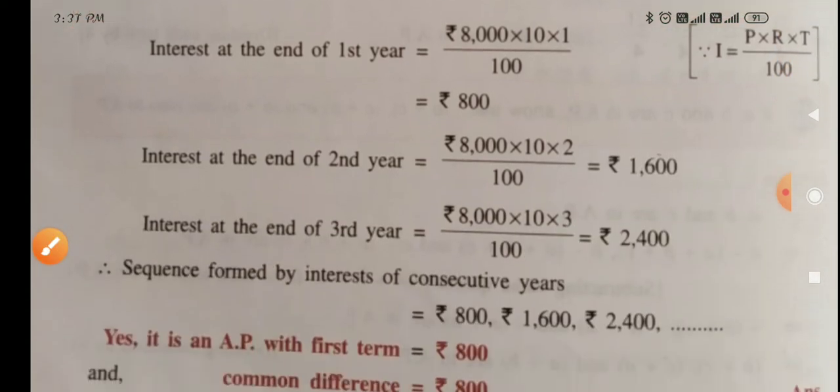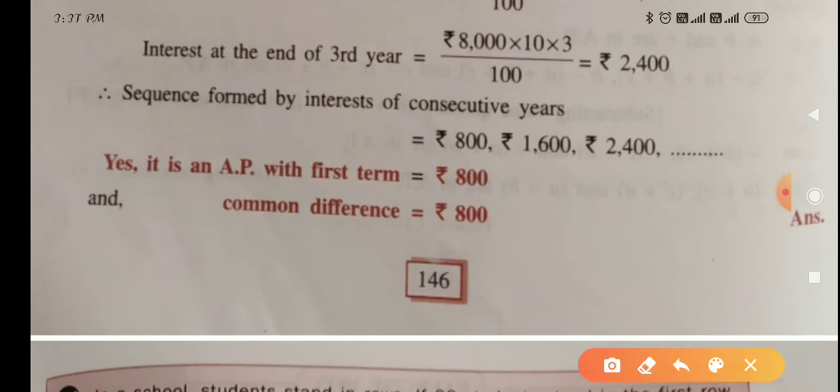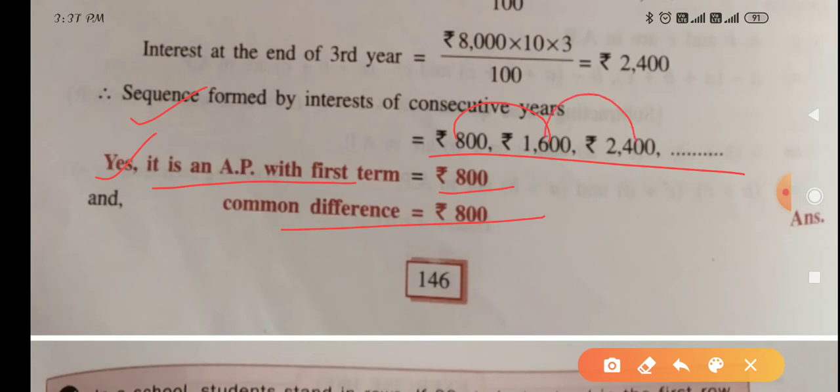Just before, I showed you this sequence formed by the interest of consecutive years. Now you can check it is an AP, because if you take the difference of any two terms, it is the same throughout. So yes, it is an AP. First term is 800 and common difference is 800. 1600 minus 800 is 800, 2400 minus 1600 is also 800. So common difference is 800 and first term is 800.